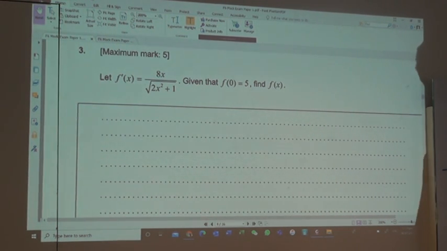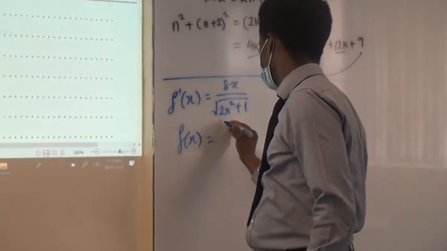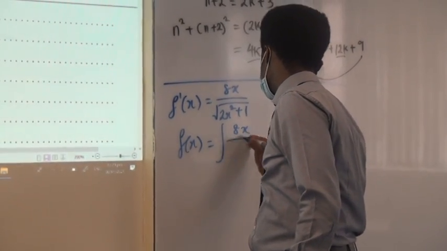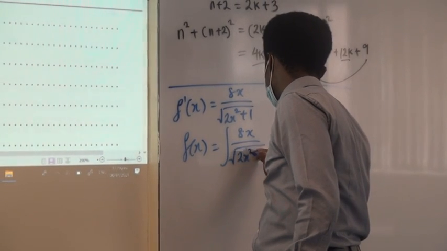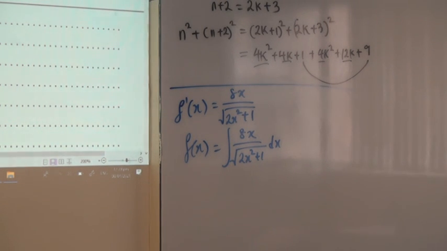When do you know this is an integration by substitution? Who can tell me why you will know this is an integration by substitution? Because, wait, we have f prime of x is equal to 8x divided by the square root of 2x squared plus 1. It means my f of x will be the integral of 8x divided by the square root of 2x squared plus 1 dx. How do you know this is integration by substitution? Why is it not integration by parts, partial fractions, and all the other ideas? Why is this substitution? How do you know?